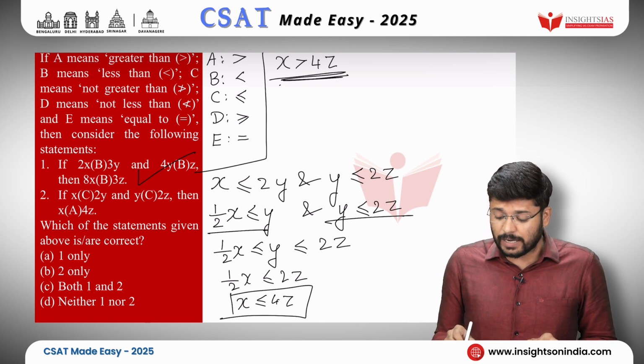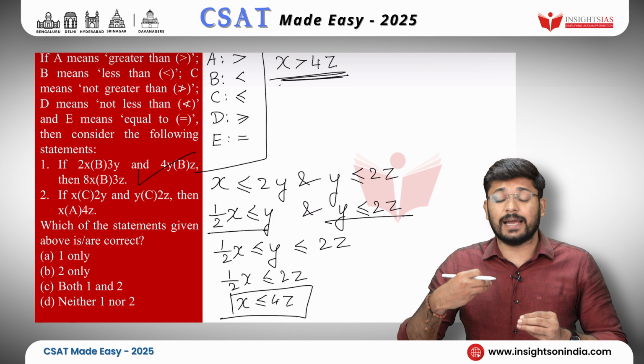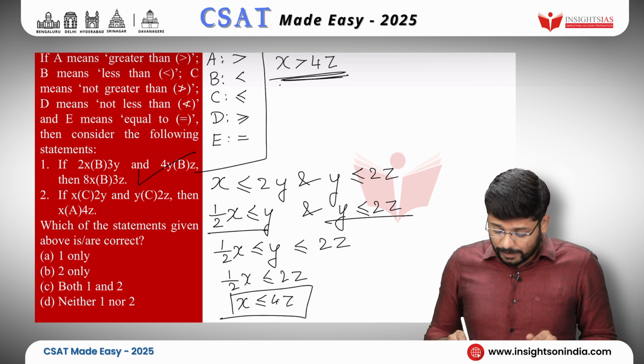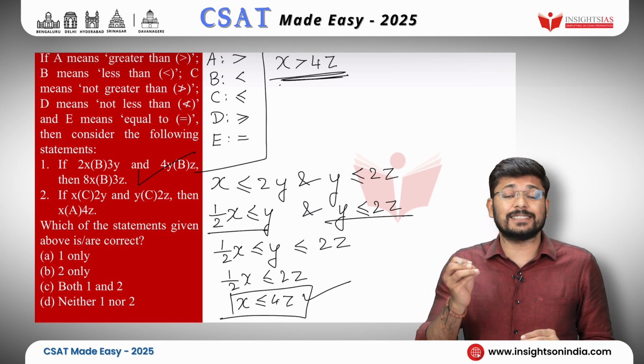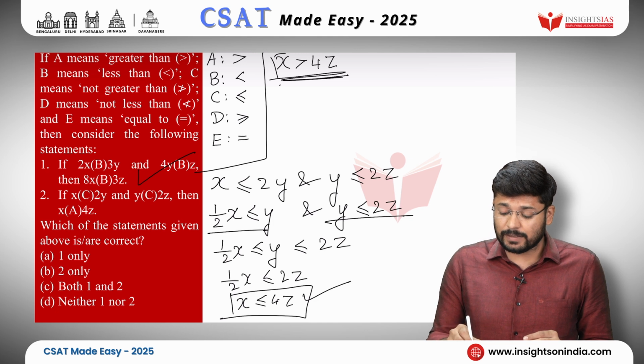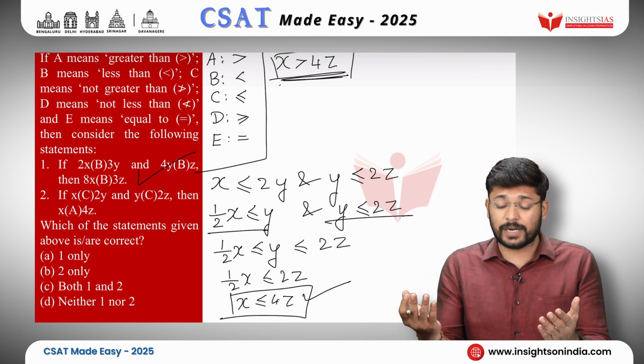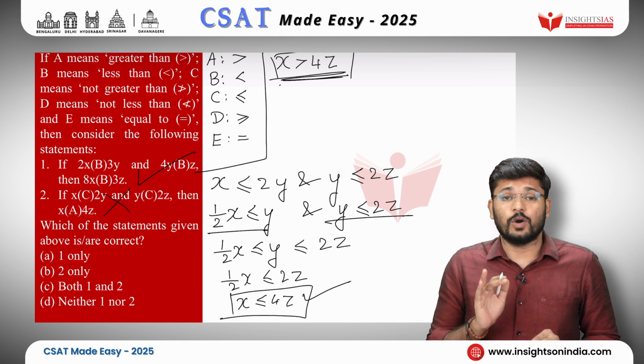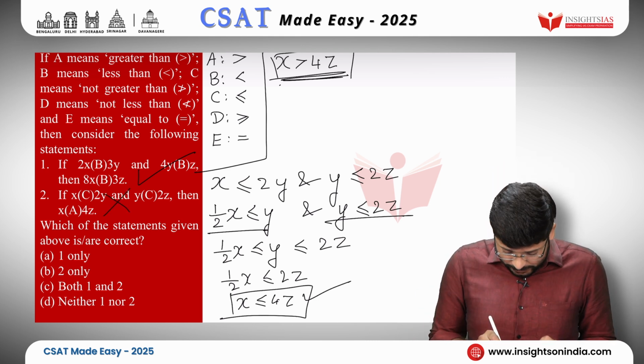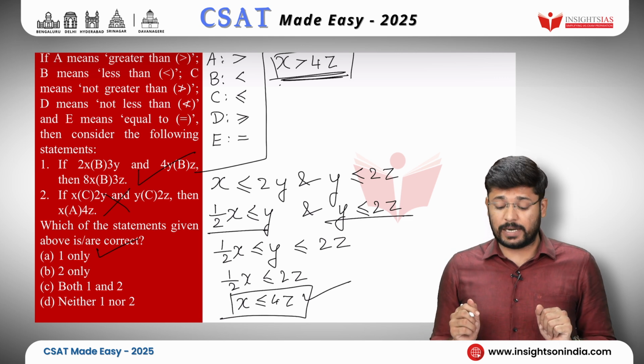But what is the conclusion telling us? It is giving us the exact opposite of it. The conclusion that we can derive is x is less than or equal to 4z. However, the conclusion that the question is asking us is x is greater than 4z. Both are contradictory. So, statement 2 is wrong. So what will our answer be? Our answer will be 1 only.